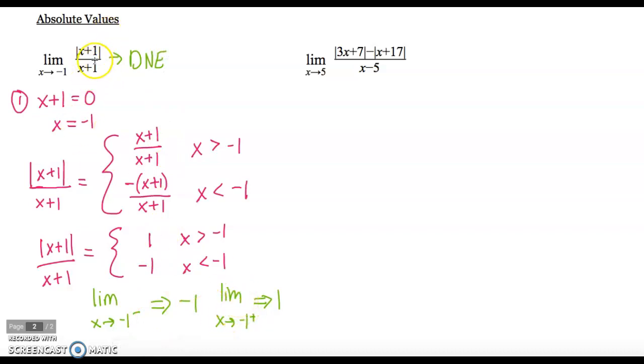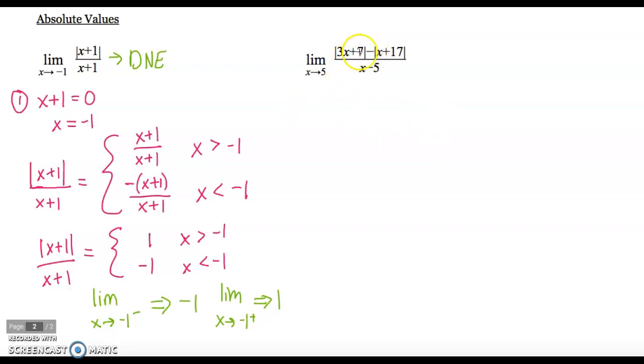So absolute values are tricky because you have to break them down into their piecewise functions and then see what's true about that. All right, we're going to do one more. In this problem, I have two absolute value pieces that are going to be piecewise functions.